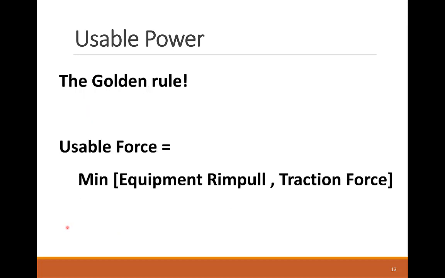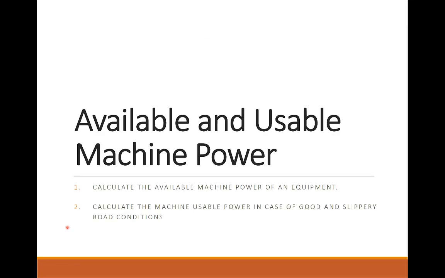So in summary, the usable force will equal the minimum of the equipment rim pull, or available wheel power, and the traction force. Please refer to the exercise video of this lesson to see example calculations of rim pull, traction force, and usable power. In the next lesson, we'll learn about performance charts as an easier graphical way to deal with the machine power and identify the travel speed of the equipment under specific load and surface conditions.